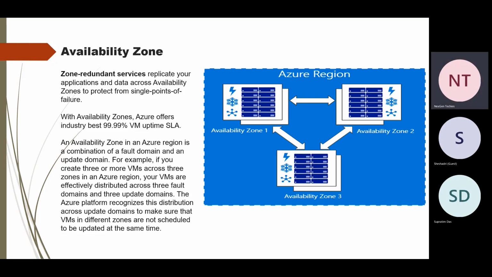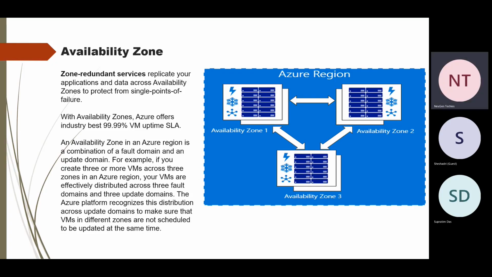Availability zone in an Azure region is a combination of fault domain and update domain. What is a fault domain and update domain? I will explain. For example, if you create three or more VMs across three zones in an Azure region, your VMs are effectively distributed across three fault domains and three update domains. Fault domains represent the racks within the data centers. Update domains represent the VMs.